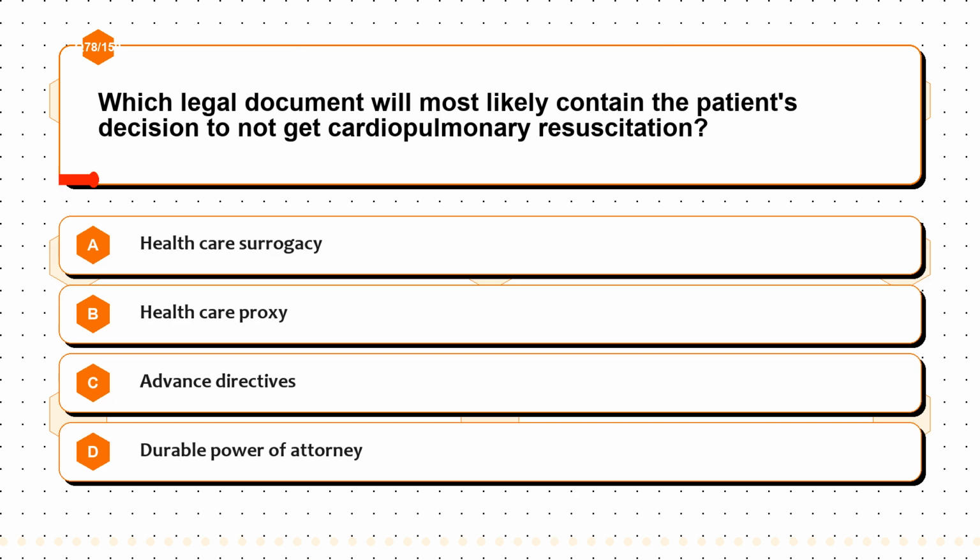Question 78. Which legal document will most likely contain the patient's decision to not get cardiopulmonary resuscitation? Here are the options. Option A. Healthcare surrogacy. Option B. Healthcare proxy. Option C. Advance directives. Option D. Durable power of attorney.